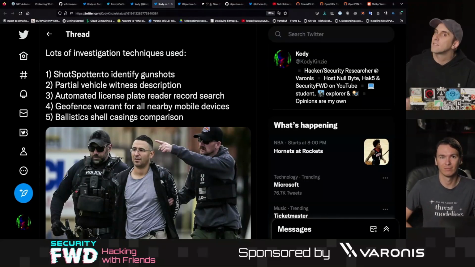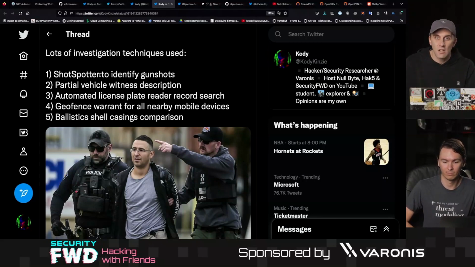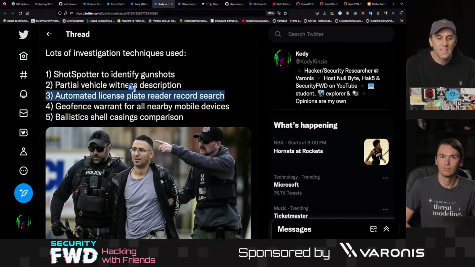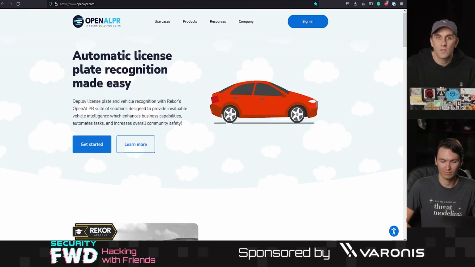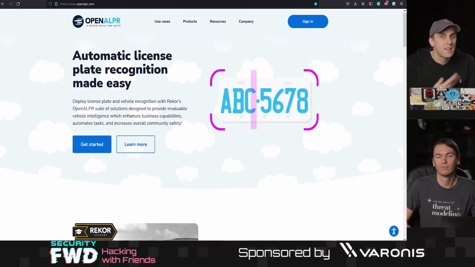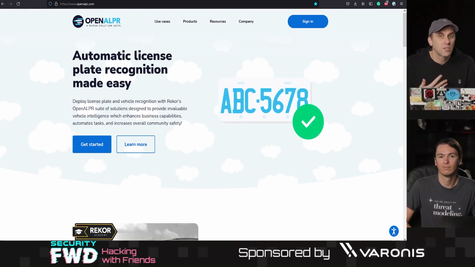Yeah, so while they didn't get the person immediately, they did get shell casings and a general description, which leads us to investigation technique number 2, witness description. Even though it was a partial description of the vehicle, they were able to start looking at automated license plate reader records. So the city of Albuquerque has lots of automated license plate readers all over the place that will help it find vehicles that match particular descriptions and narrow down who someone could be by traffic.